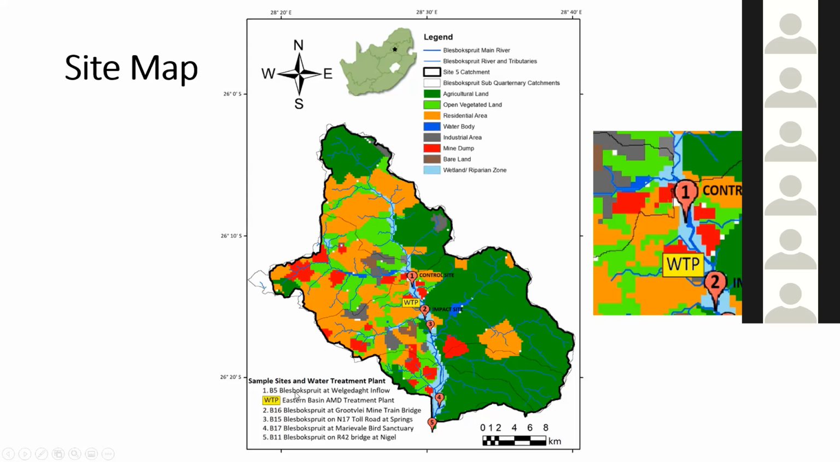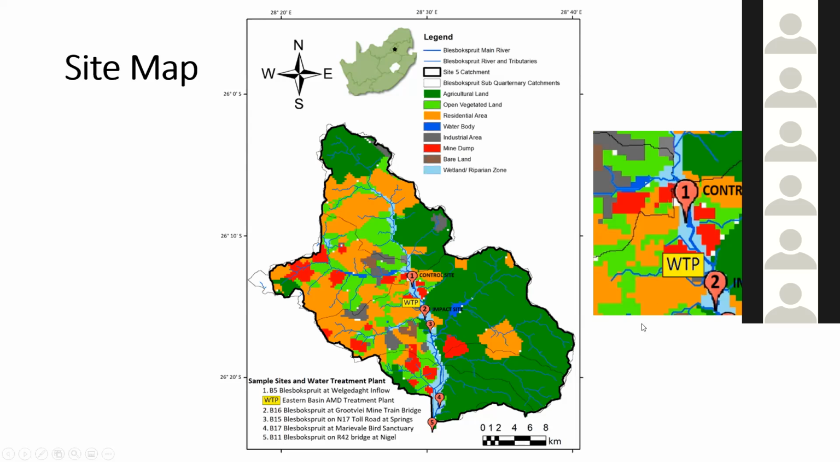And the water quality data for these sites from Rand Water goes back as early as 2008, with quarterly water quality reports published every quarter in the year. And so it provided an opportunity to do a BACI design, which stands for before-after control impact.